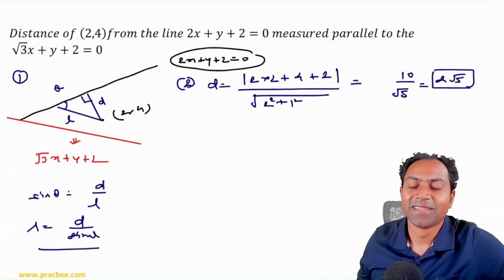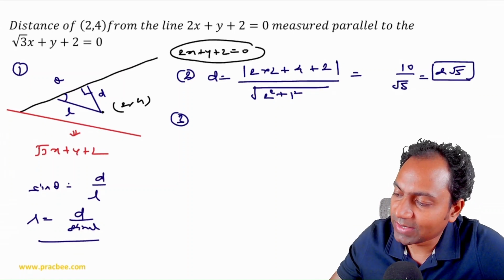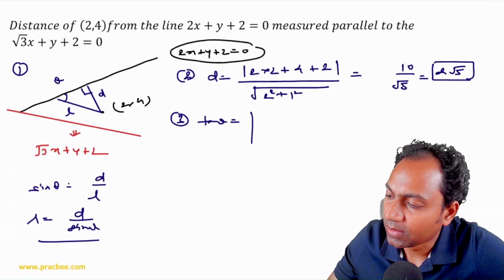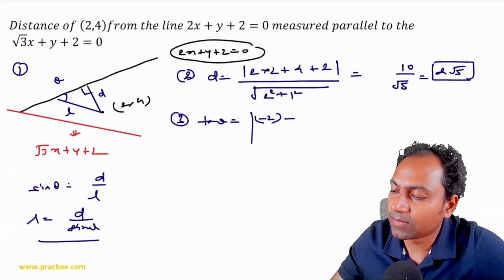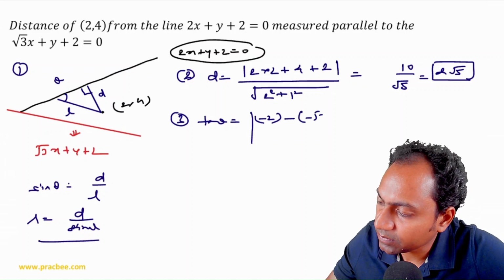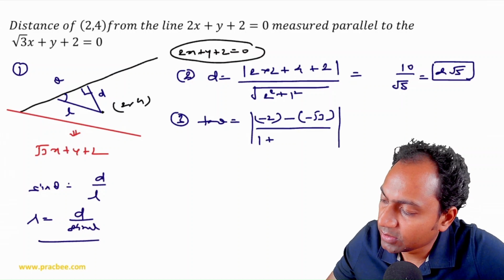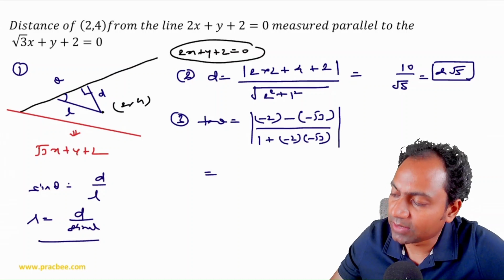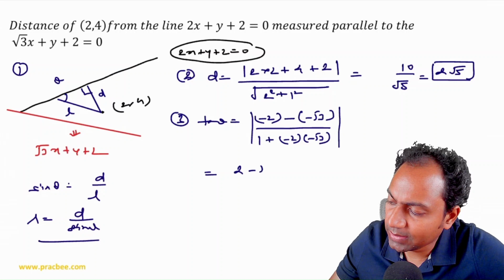Now, if I move towards the third part, in fact, what they want us to find is this angle theta, and that is nothing but the angle between the lines. So we can apply the slope formula. The slope for the first line would be nothing but minus 2. The slope for the next line would be nothing but minus root 3. And if I apply my formula and simplify, it comes out to be nothing but 2 minus root 3 by 1 plus 2 root 3.